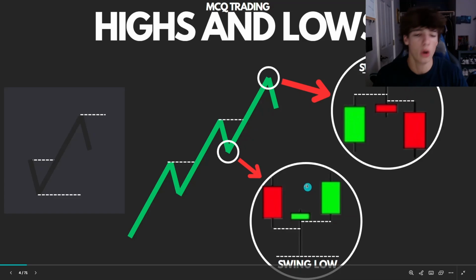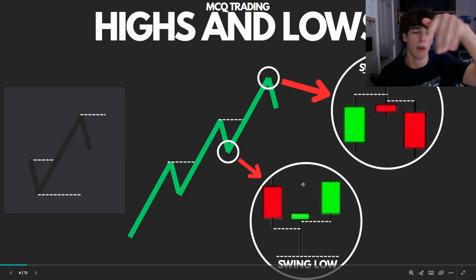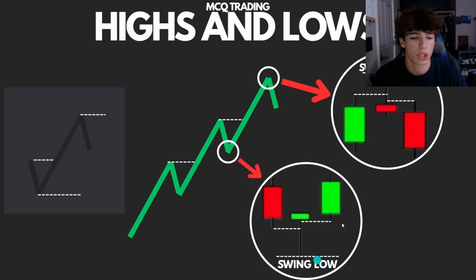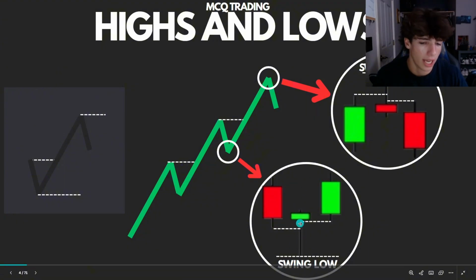A swing low is going to be a 3 candle combination, where, if you see here, there's 3 candles and the middle candle is the lowest. It has the lowest wick low, not the body low. Don't look at bodies. For swing highs and lows, simply look at the wicks. That's the actual lowest price. So swing lows here, swing highs here.